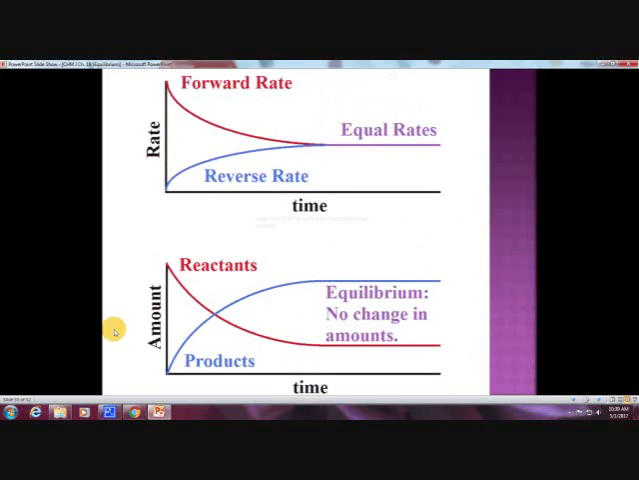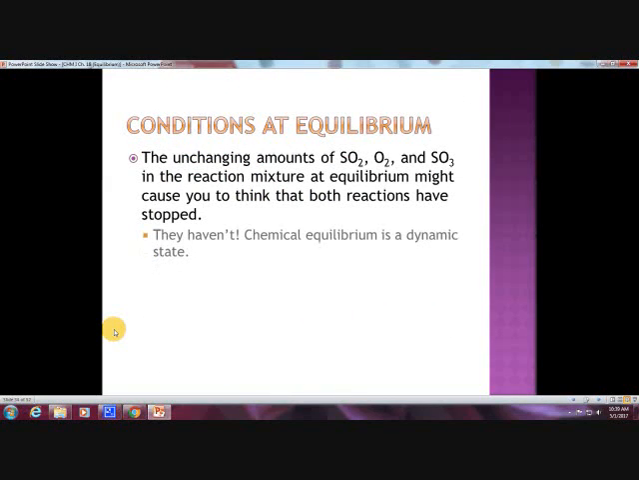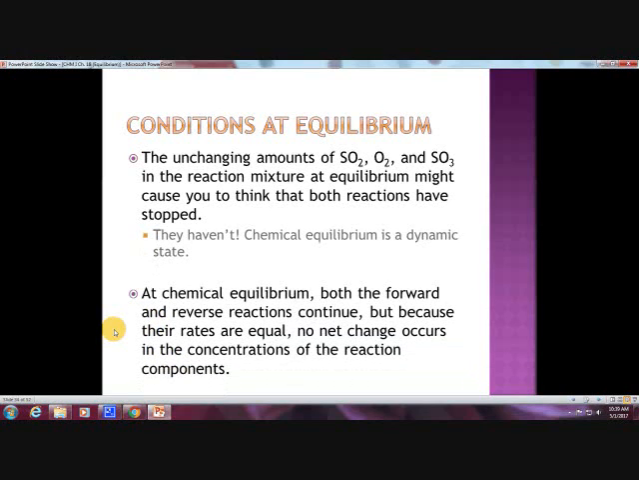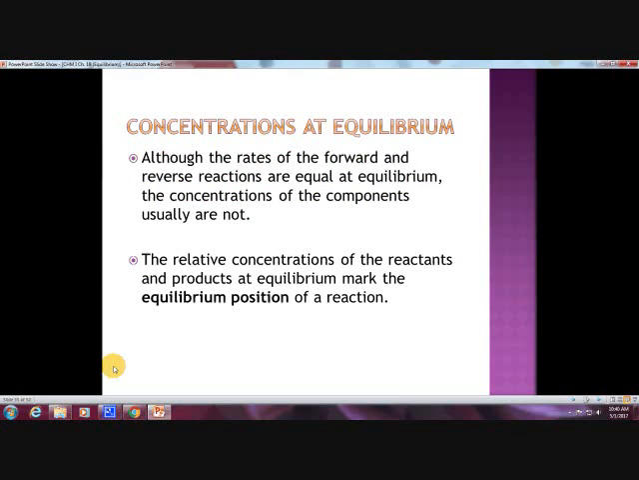So at equilibrium, your components don't change once they have reached equilibrium. The chemical equilibrium is what we call a dynamic state. So it's constantly going forward and reverse. We just personally cannot see it anymore. Okay? And that's because their rates are equal, so no net change can occur. So although the rates of the forward and reverse reactions are equal, the concentrations are usually not, and that's where that graph is, and they're separated.